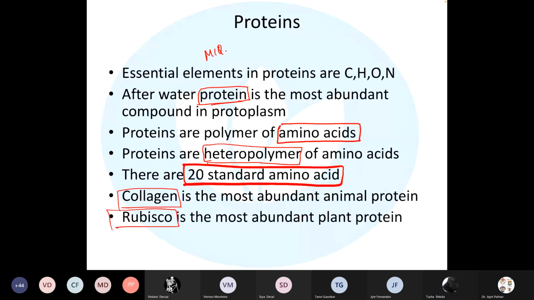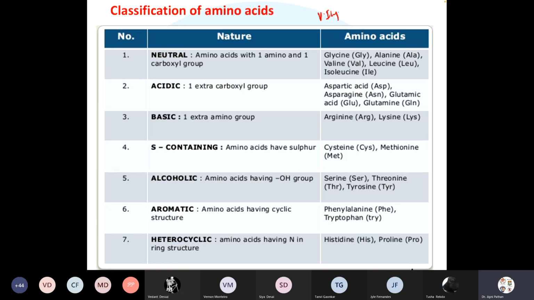Now, amino acid slide. Here, amino acids are classified on the basis of nature. One is neutral amino acid, which is an amino acid with one amine group and one carboxylic group. You need to remember the examples, which are very, very important, and this slide is important. This year also there was a question on this slide. Most of the time the questions will be from here. Acidic is where you have an extra carboxylic group over the amine group. Basic is where you have an extra amino group over the carboxylic group.